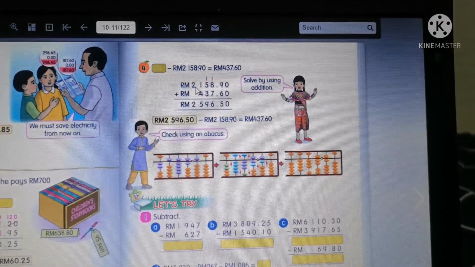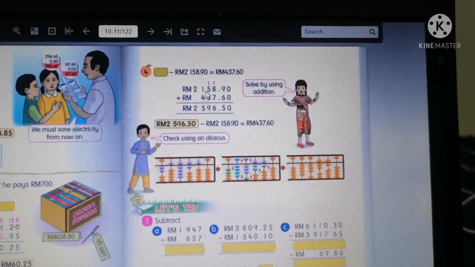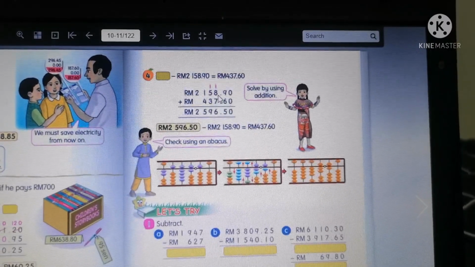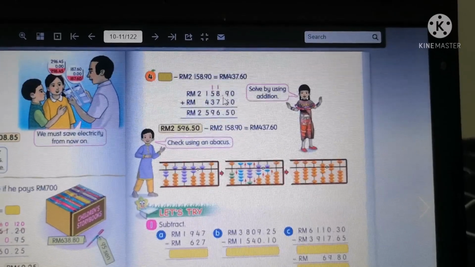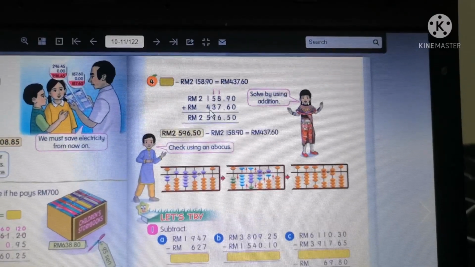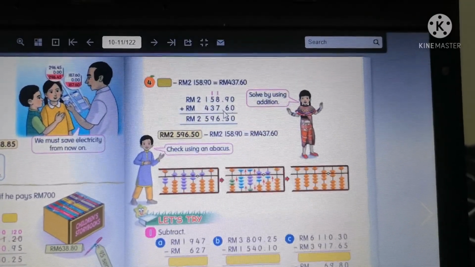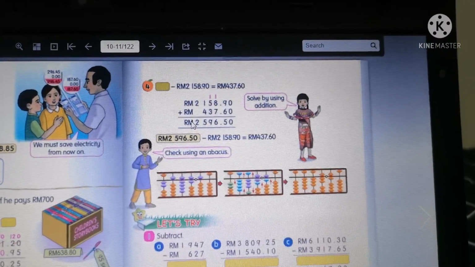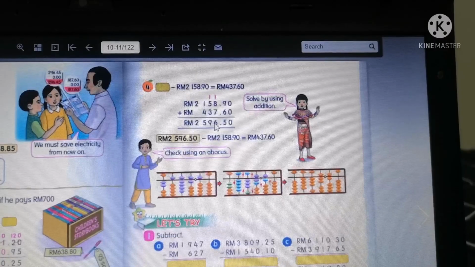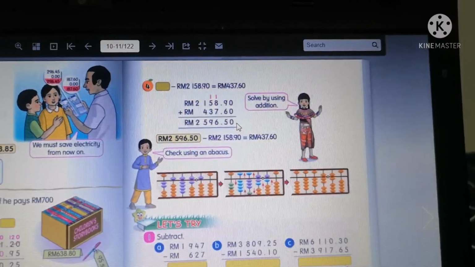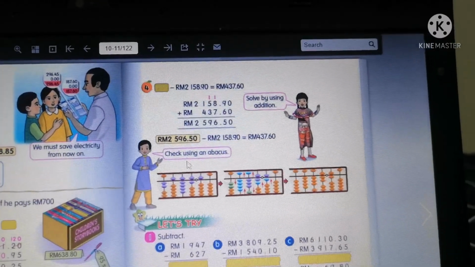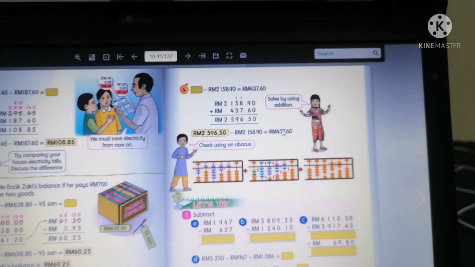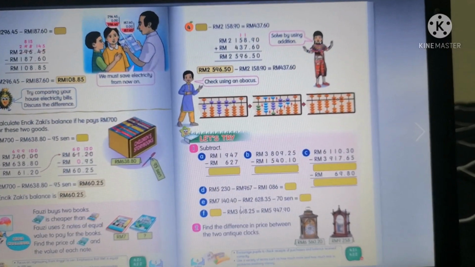See, RM 2,158 90 cents, 437 ringgit 60 cents, plus, you will get the answer, which is 2,596 ringgit 50 cents. So this is the answer. Okay, you can do it. And this one no need to do yet, jangan buat lagi.